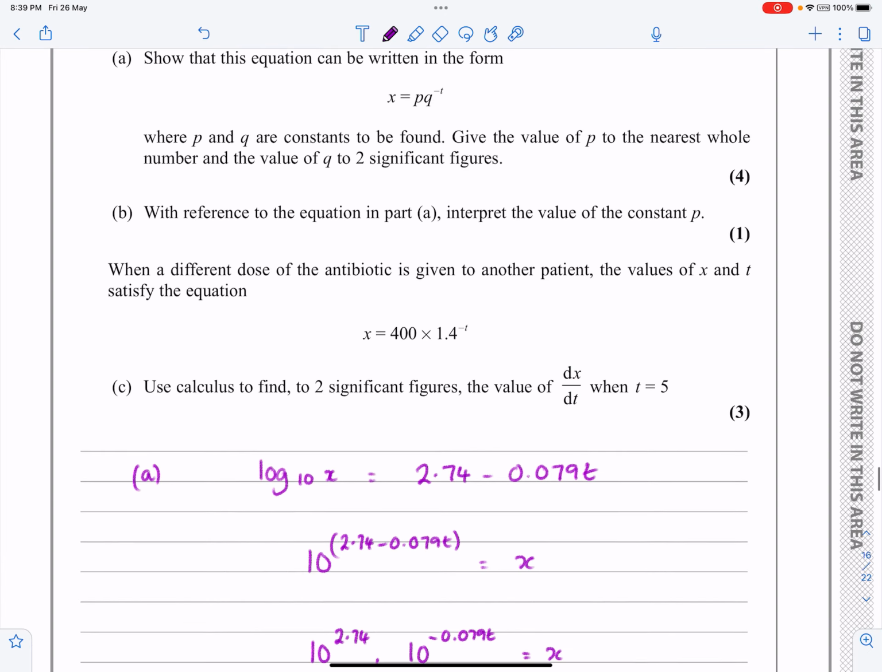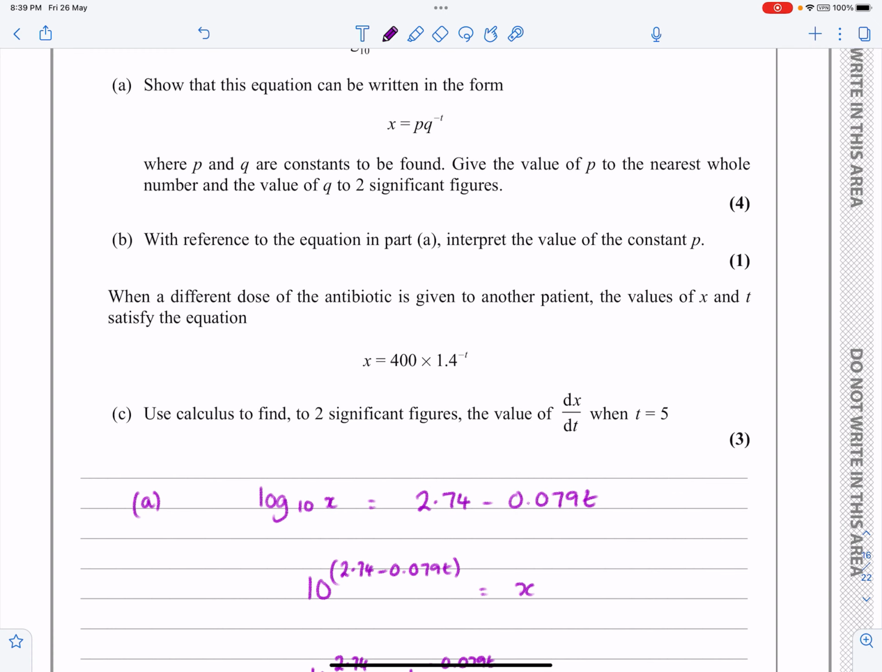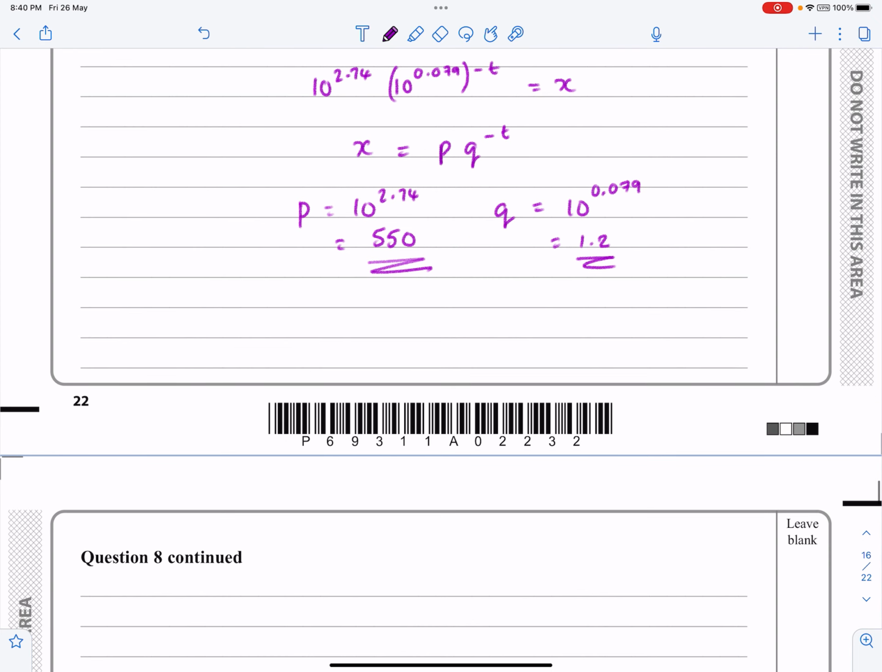Part B, what does it say? It says, with reference to the equation, and going back, do just check things like significant figures and decimal places on any of these style questions, but these ones are two significant figures. Part B says, with reference to the equation, interpret the value of the constant. So part B, they're asking me what p actually amounts to.